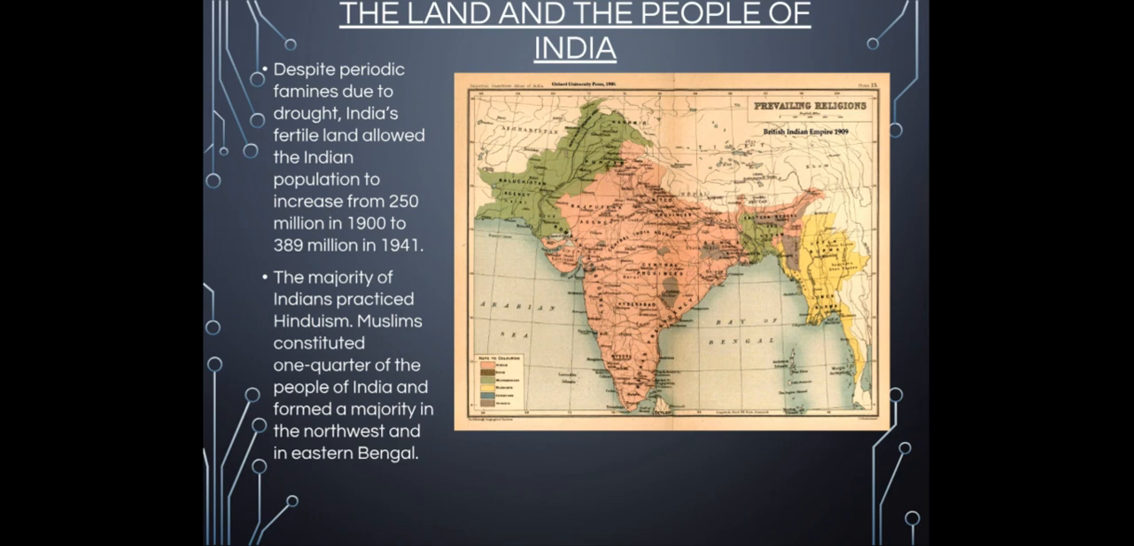English became the common medium of communication among the Western educated middle class due to Britain's imperialism. The majority of Indians practiced Hinduism. Muslims made up 1/4 of the population in India, and they did form a majority in the northwest and in eastern Bengal.